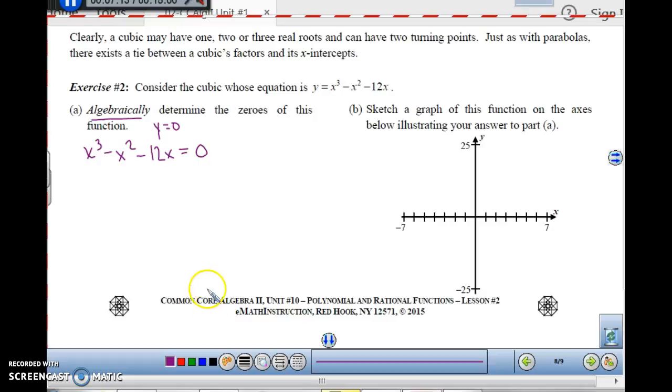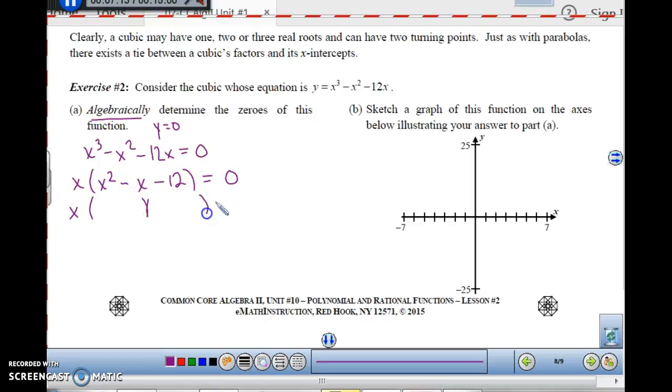Now, remember, when we did quadratics, we factored, set the factors equal to 0, and solved. We do the same thing with cubics. We have to factor. Now, how do I factor this first? What's my GCF? Well, my GCF is going to be x. So this is going to be x squared minus x minus 12 equals 0. Does this factor more? Oh, yeah, it does.